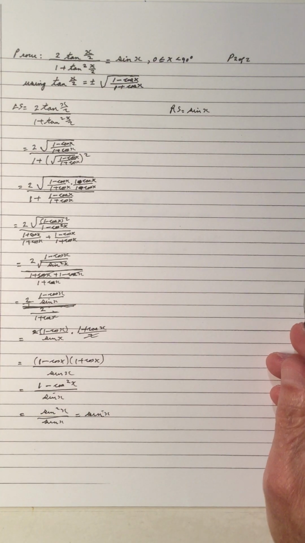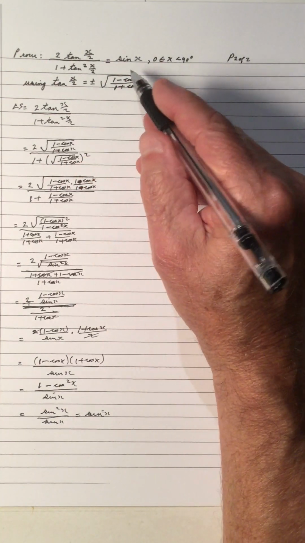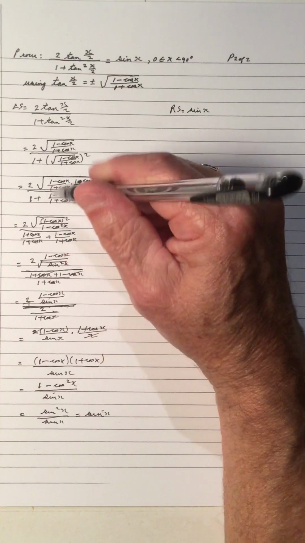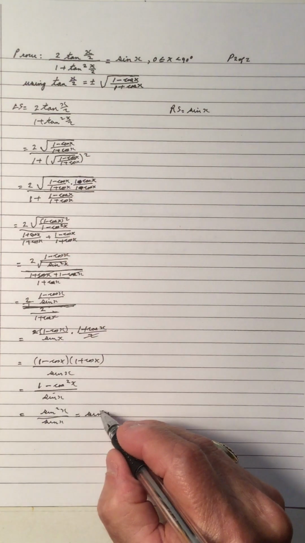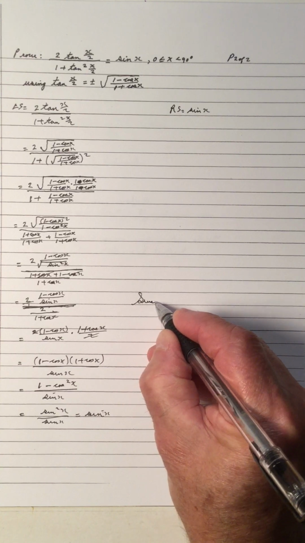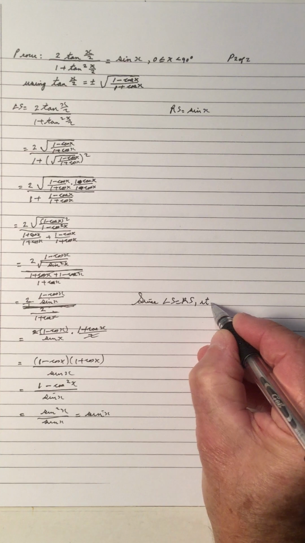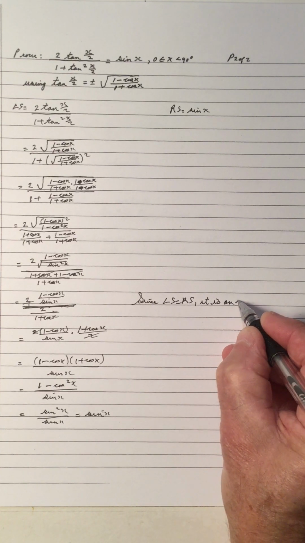So notice, this is an excellent problem in relation to this bit of algebra in here. That's why I wanted to go through this. So we make the statement: since left side equals right side, it is an identity.